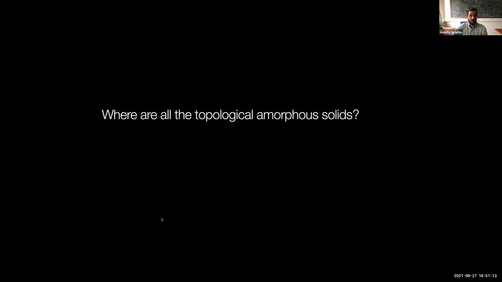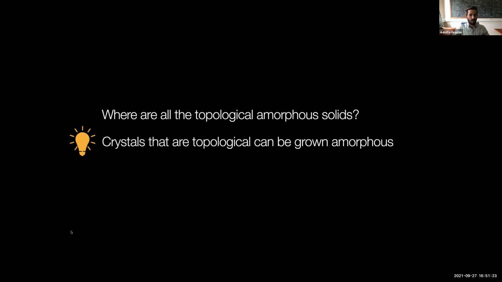Okay, so now in reality, where are all these amorphous solids? While we are creating this theory that can be predictive, which we don't have yet, we started thinking that maybe an easy place to start was to look at crystals that are topological, but have been grown amorphous, and whether those can be topological as well, with the hope that then we can go to crystals that are trivial and maybe create topological insulators by amorphizing them.